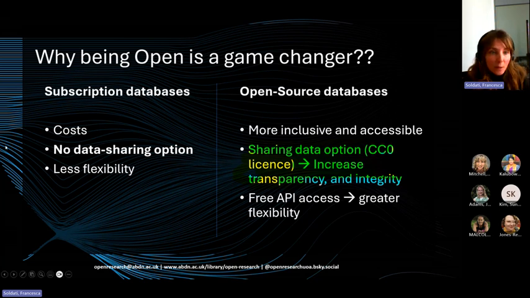Well, the first reason is that it's associated with costs. You have to think that these databases cost a lot of money. Scopus, Web of Science, and Dimensions. So not all institutions are actually able to pay for access to these databases.